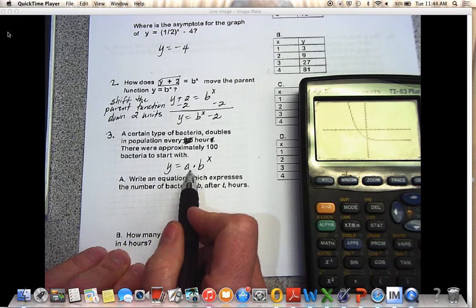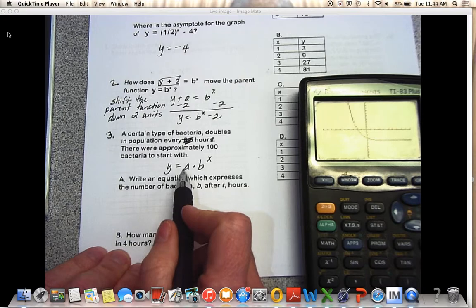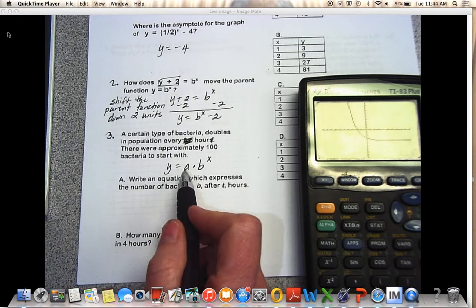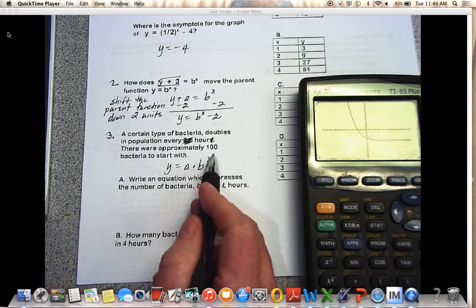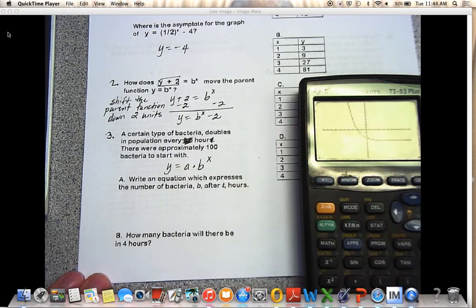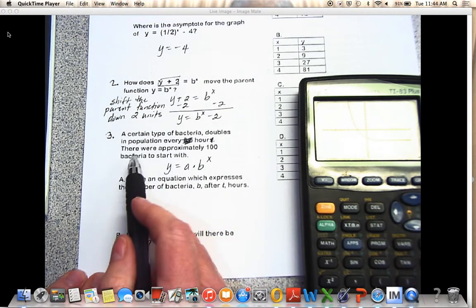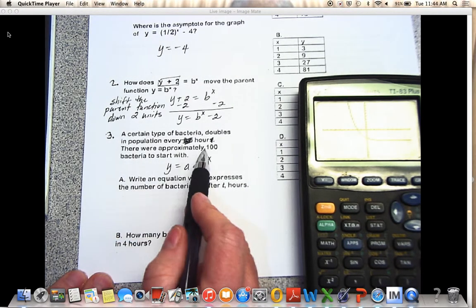All right. Would the A be 2? Okay, the A is the amount that you start with. So that would be what? How many did we start with? 100. So the A is the 100. All right, it says that we started with 100 bacteria.